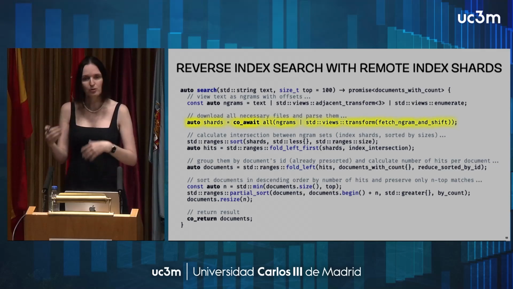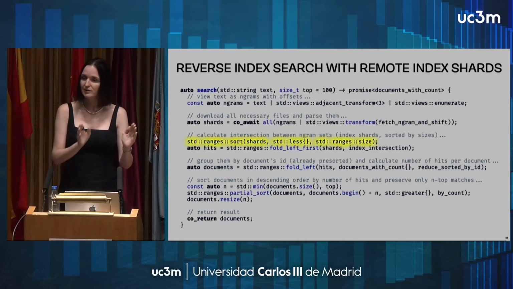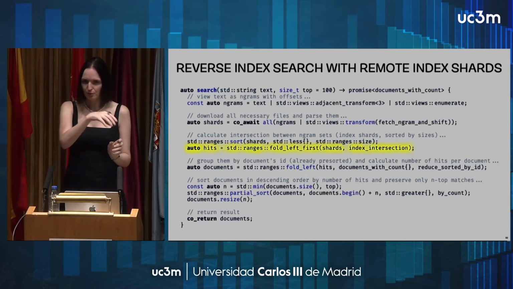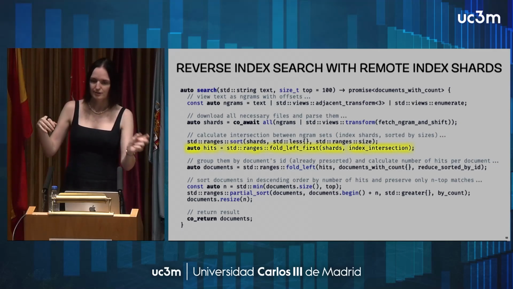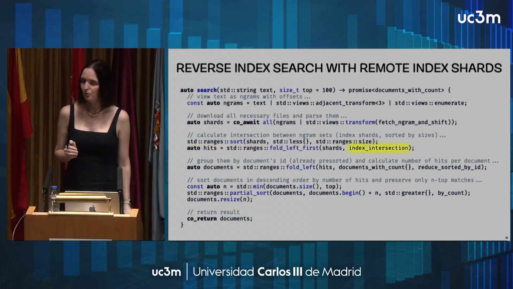And we will download all the n-grams, co_await on them, and we get all the shards we need to download. We sort them by size from the smallest one to the largest one, and then we fold them with index intersection. We actually look for all the occurrences in the same document and same position, because we shifted them by position. And as we fold them, we calculate the set intersection of them, and we will get a list of all the documents and their occurrences.